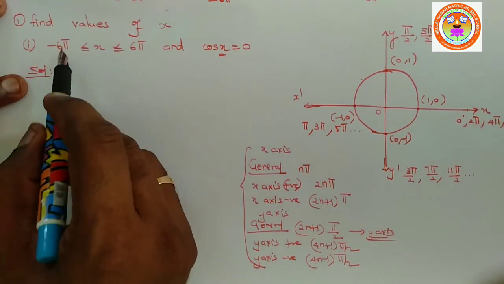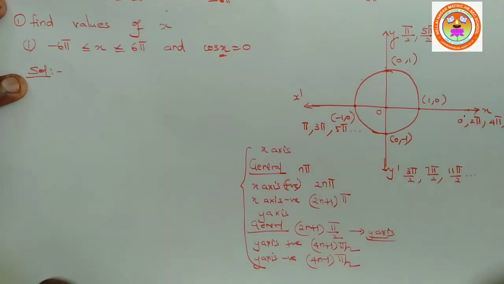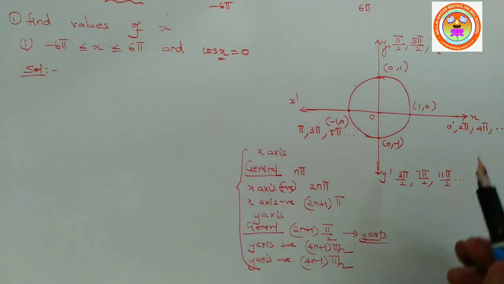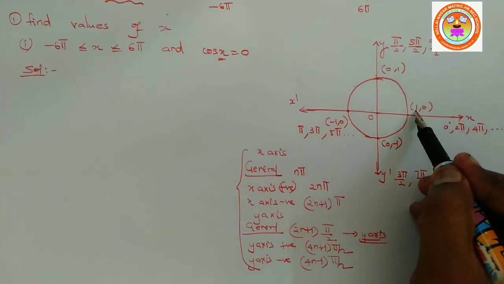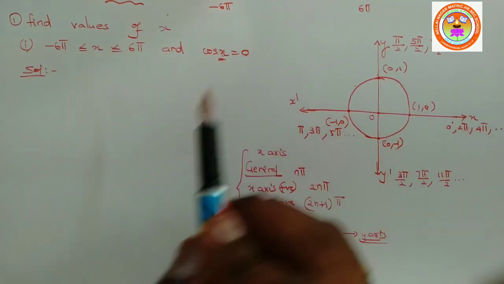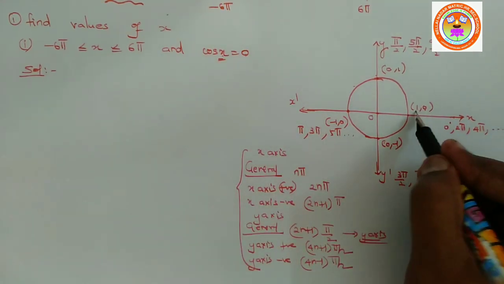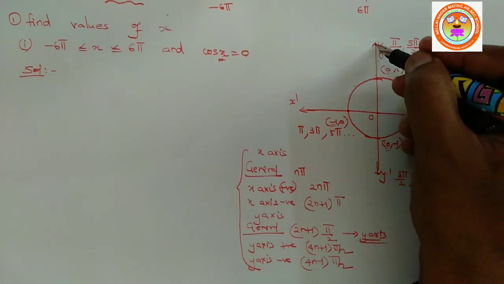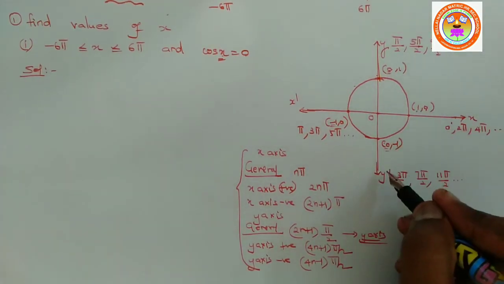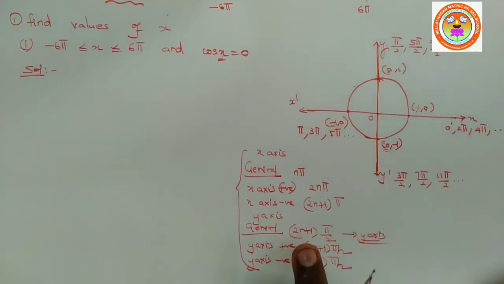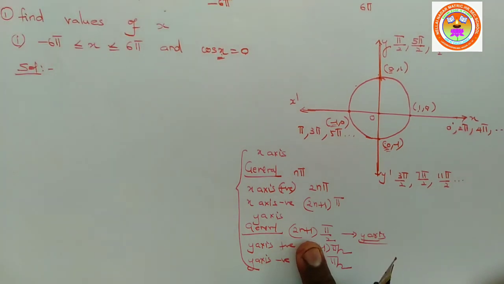The first subdivision, minus 6 pi less than or equal to x less than or equal to 6 pi, when cos x will be 0. The first one is cos, second one is sin. Cos, sin, cos, sin, cos, sin. Check where the first part is 0. This is 1. This is 0. This is minus 1. This is 0. So this is the full y-axis, which is 2n plus 1 pi by 2.